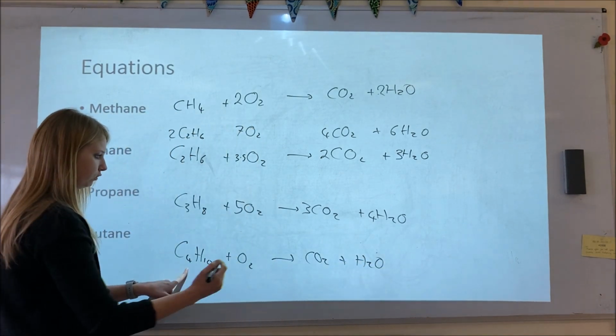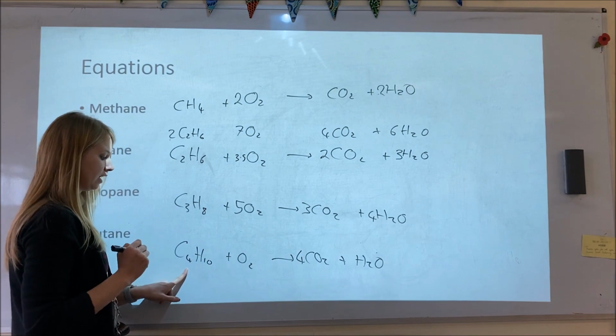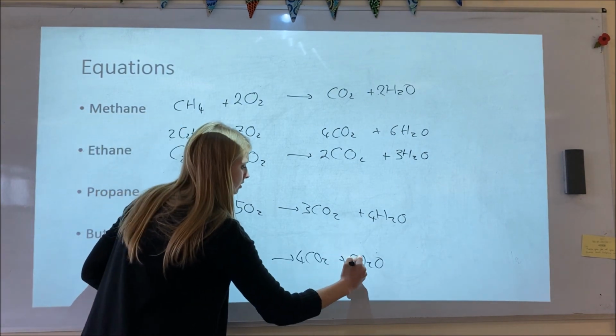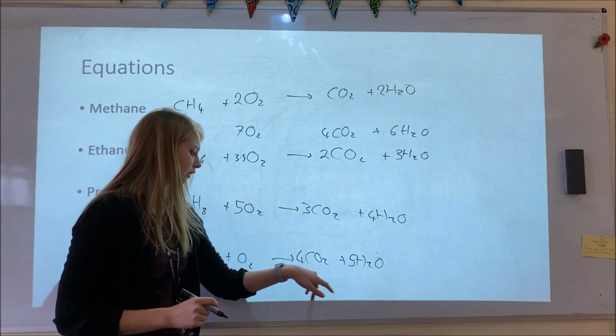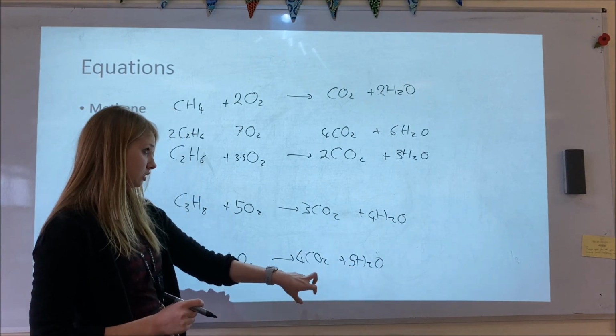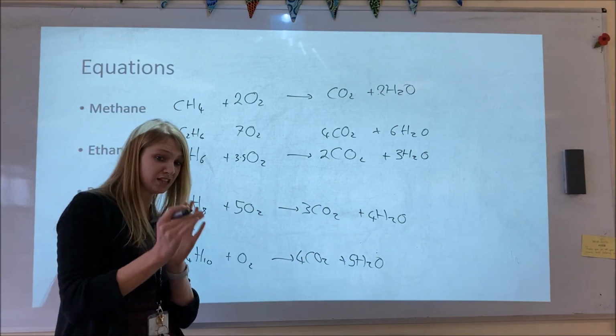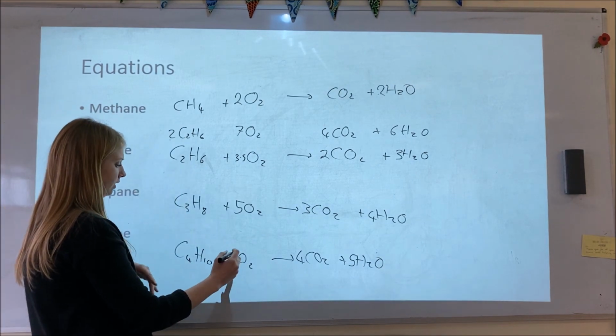And finally butane, C4H10 plus oxygen goes to carbon dioxide plus water. 4 carbons, let's put a 4 there. 10 hydrogens, so let's put a 5 there. And then that now means that I've got 13 oxygens. I'm going to have another decimal one, so I need 7.5 here.